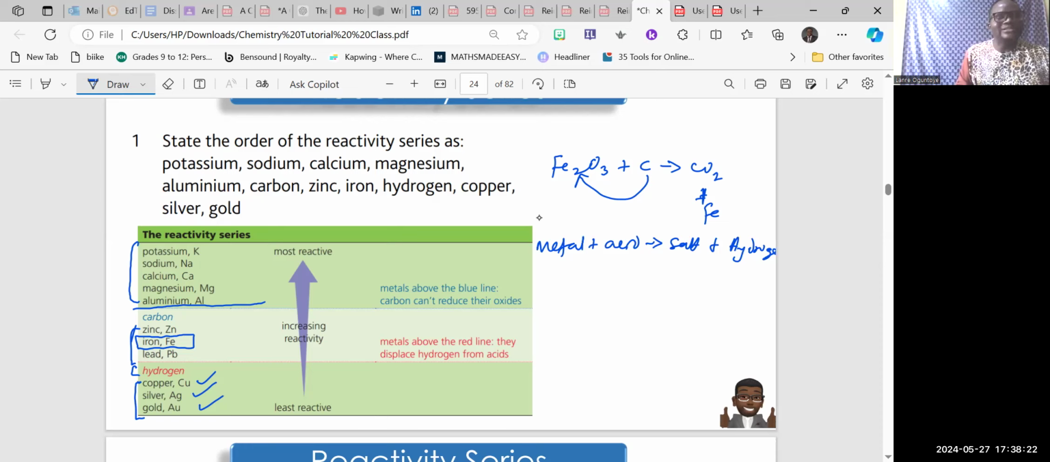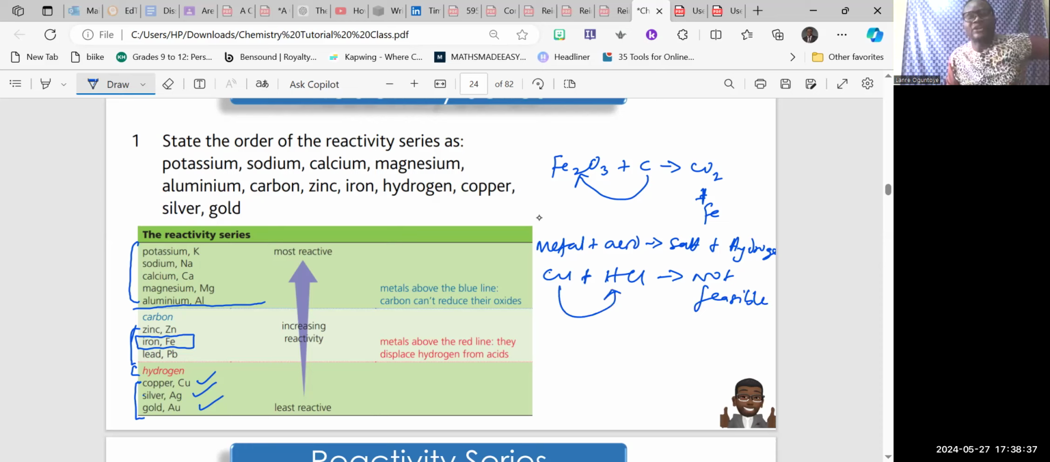So copper, silver, gold are lower. So if I do copper plus HCl, they will ask you whether the reaction is feasible or not. It's not feasible, meaning that it cannot occur. Why? Because copper cannot displace hydrogen. Copper is lower than hydrogen in the reactivity series. Okay, so that's the use of the reactivity series of metals.